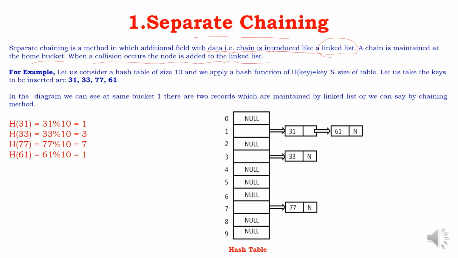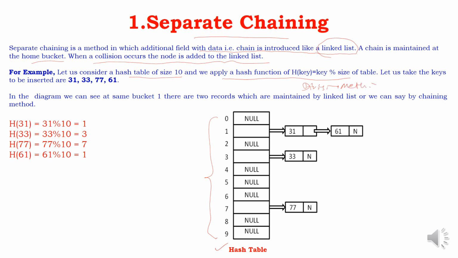For example, let us consider a hash table of size 10. So there is a hash table, the size is 10. We apply the hash function, the division method: key modulo size of table.